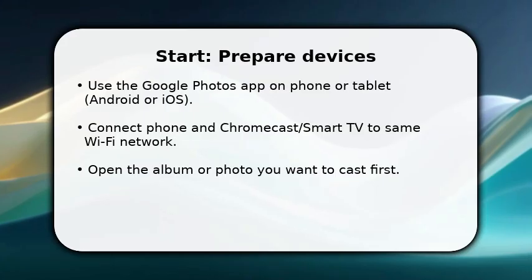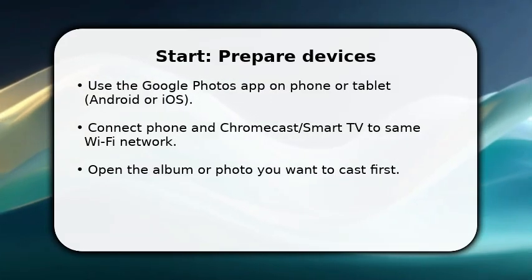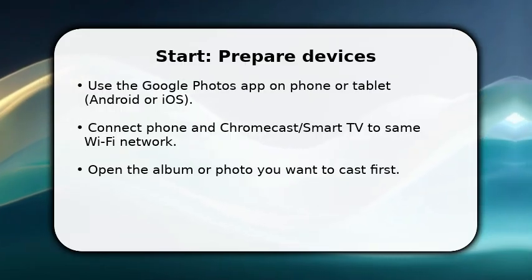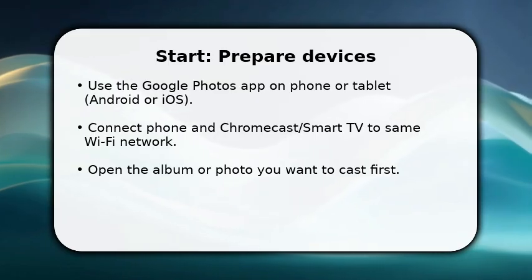You're going to cast from Google Photos. Start by opening the app and picking the photo or album you want up front. Make sure your phone and the Chromecast or built-in Cast TV are on the same Wi-Fi network, otherwise devices won't see each other.